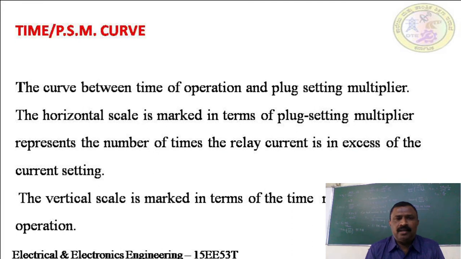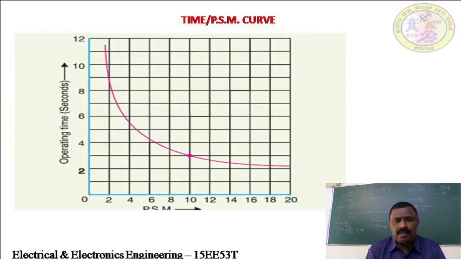So we have a time versus PSM curve, the plug setting multiplier curve. It is the curve between time of operation and plug setting multiplier. The horizontal scale is marked in terms of plug setting multiplier and represents the number of times of relay current in excess of current setting, and the vertical line is marked in terms of time of operation. So this is the time versus PSM curve.